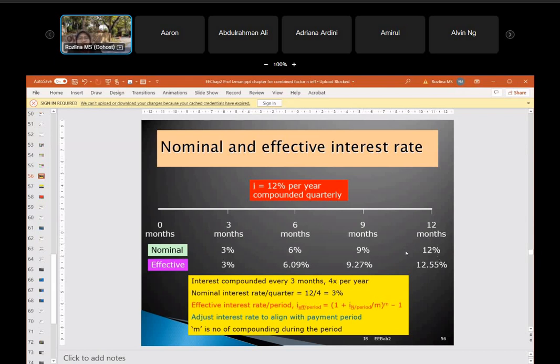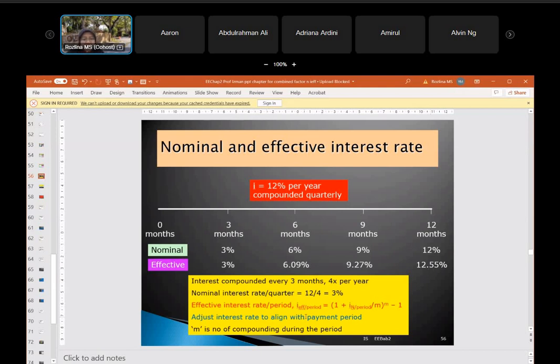This is nominal. But if we use the effective, actually what happens is, if it is compounded quarterly, for the first 3 months it's okay, 3%. But for the following 3 months, it becomes bigger: 6.09. For 9 months it becomes 9.27, and the 12% becomes 12.55%.